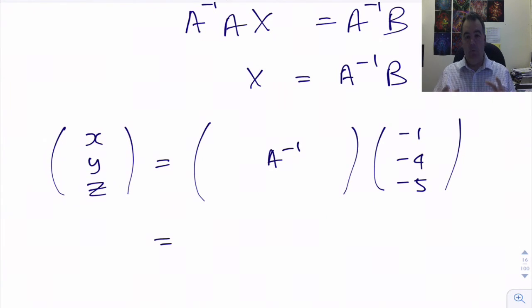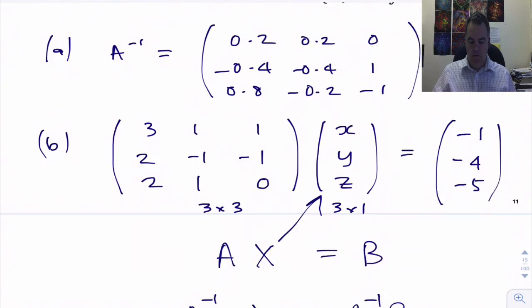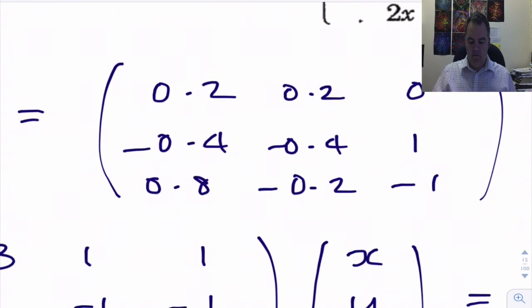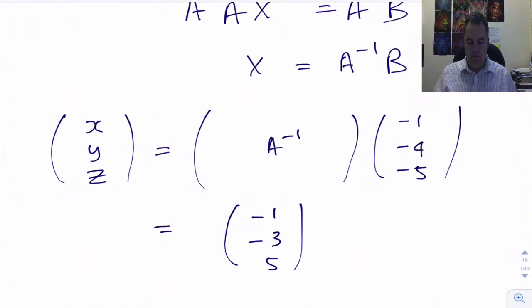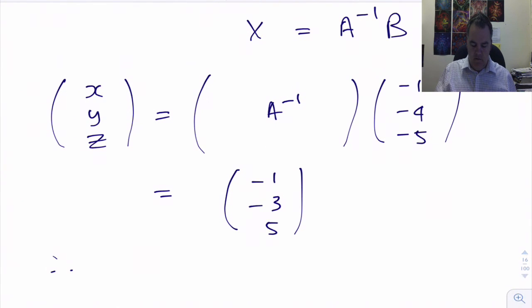So this is where, again, we get our calculator out, multiply these matrices together, and you should get a 3 by 1 matrix that is negative 1, negative 3, and 5. I encourage you to get your calculator out and check that that's true, that when you multiply this matrix by negative 1, negative 4, negative 5, you get negative 1, negative 3, 5. So therefore x is negative 1, y is negative 3, z is 5. Cool.